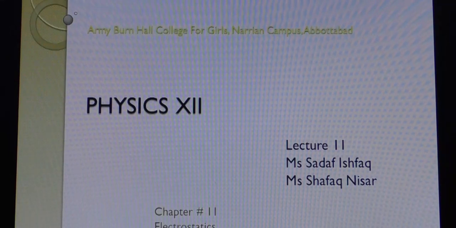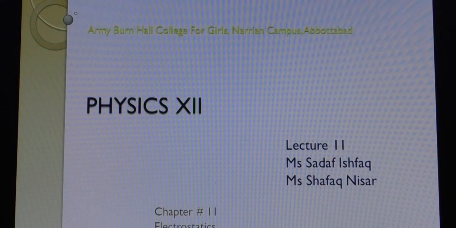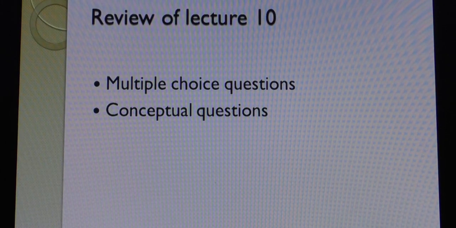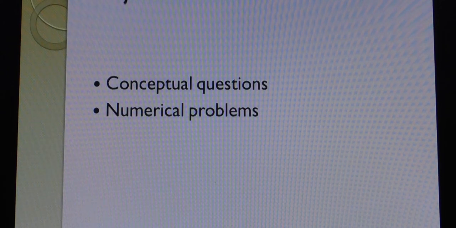Assalamu alaikum, dear girls. I am Sada Fishwak, and today we are going to do the exercise which we started in the previous lecture, that is chapter 11, Electrostatics. In the previous lecture, we discussed multiple choice questions of the exercise and some conceptual questions. After listening to today's lecture, you would be able to understand all the conceptual questions of the exercise, and we are going to do numerical problems.